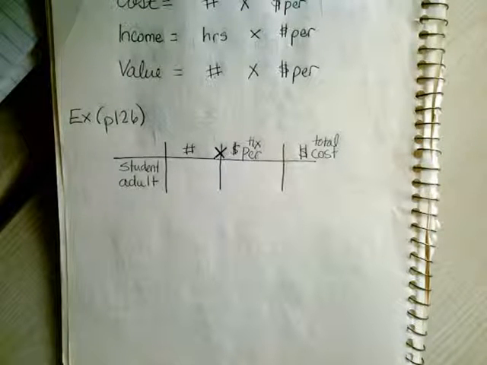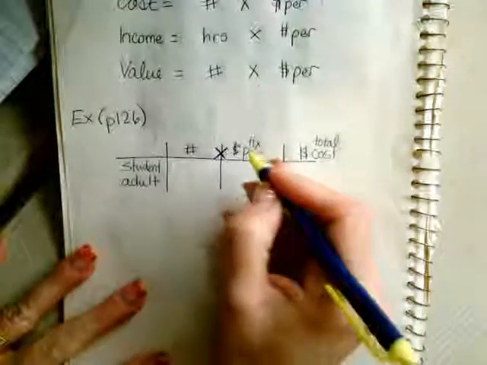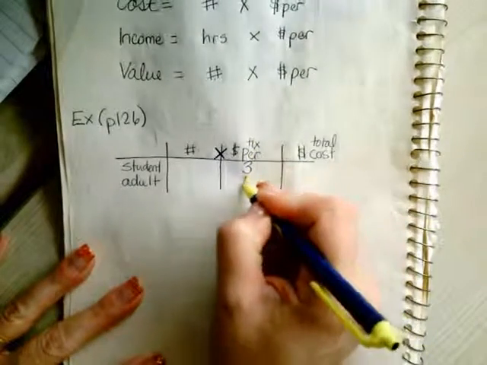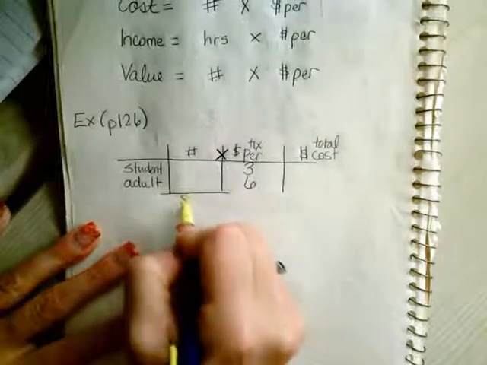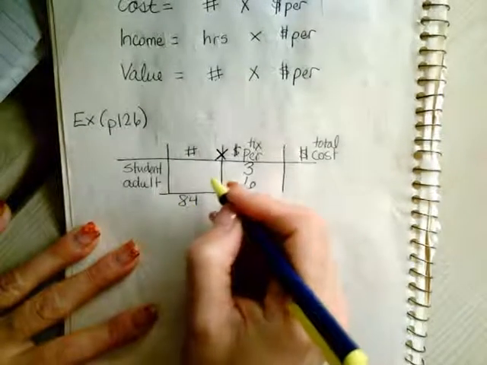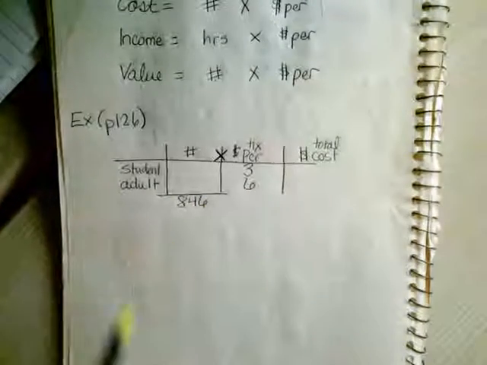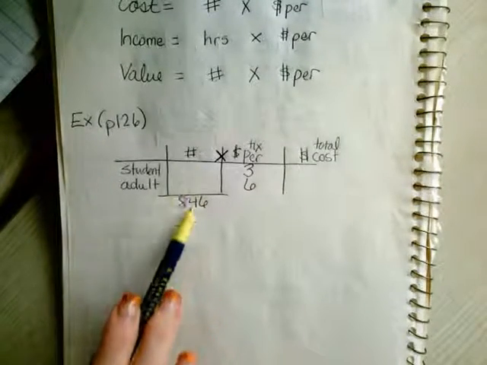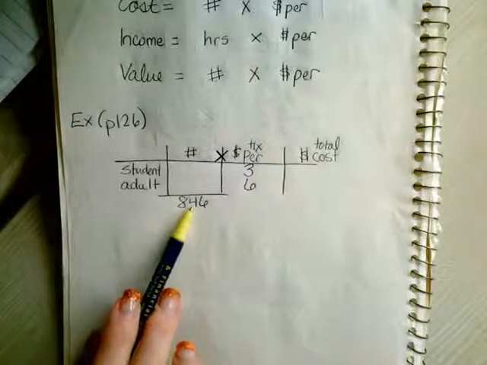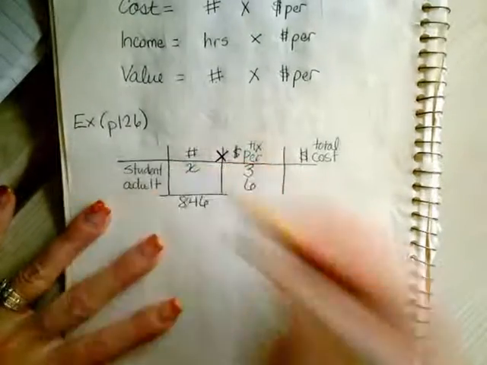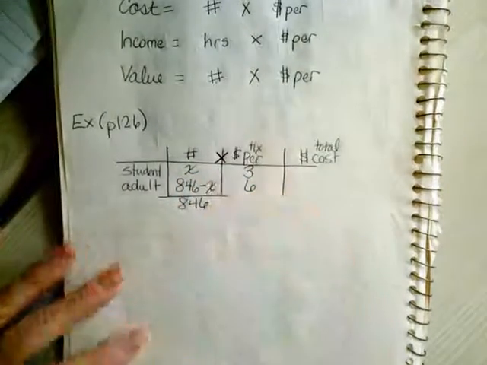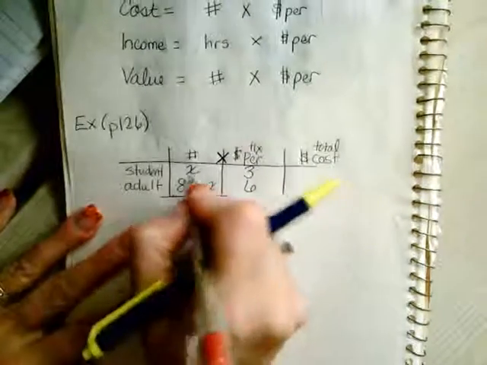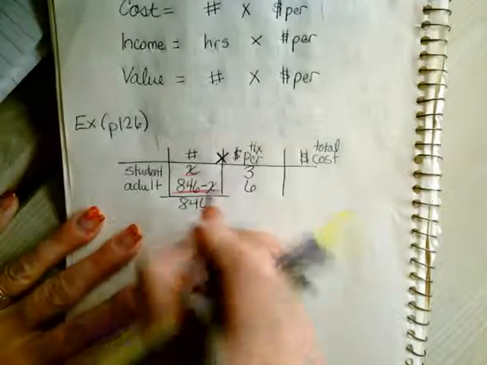Some things are given to us already. They told us that our student tickets are $3 and our adult tickets are $6, right? They also told us the sum of the tickets sold. If I know that these two is this amount, then I can call one of those items X and the other one 846 minus X. One of those is X, the other one is 846 minus X.